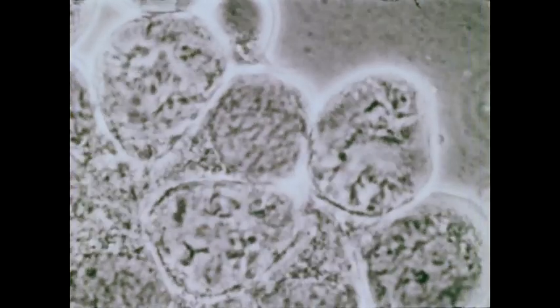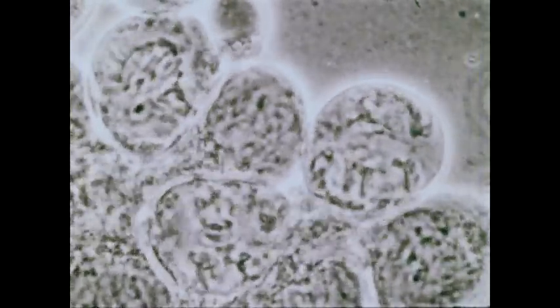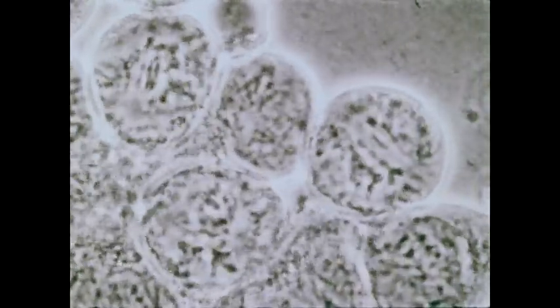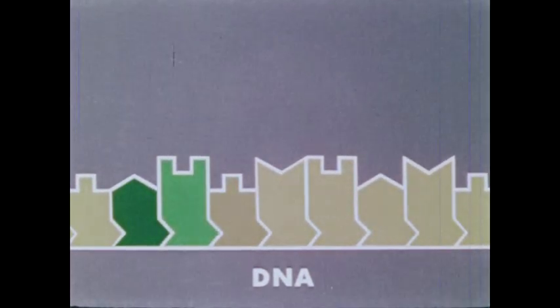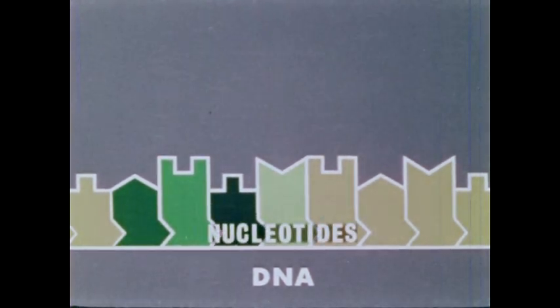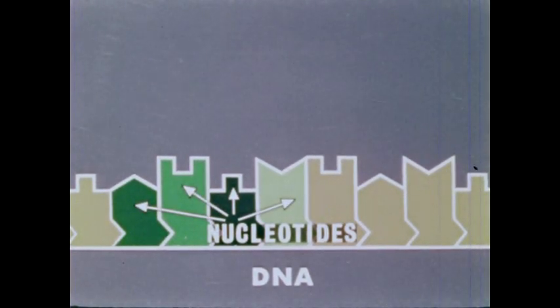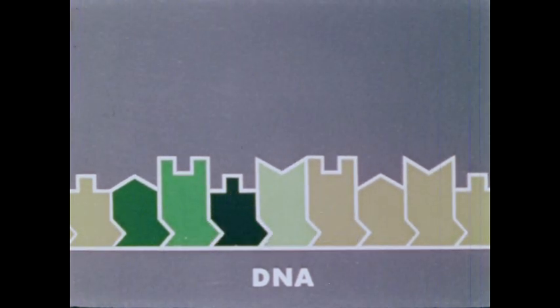In these living cells, the dark chromosomes are easily seen. Within the chromosomes is a complex chemical substance known as deoxyribonucleic acid, usually abbreviated DNA. DNA molecules are made up of 4 different types of smaller molecules called nucleotides. The arrangement of the nucleotide molecules in DNA determines the particular kinds of enzymes that will be formed.